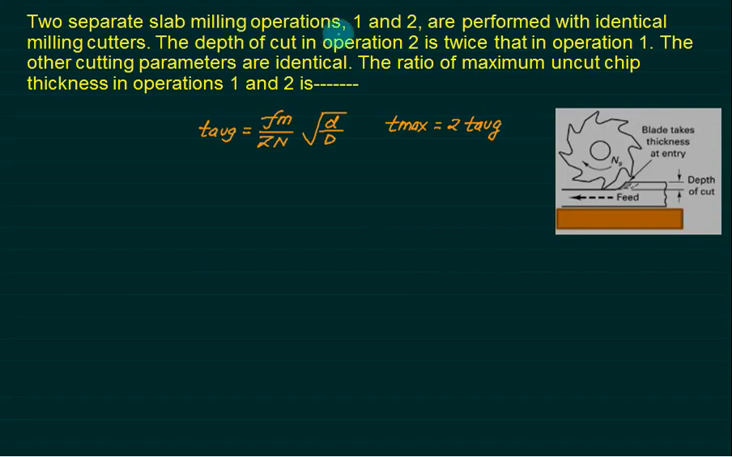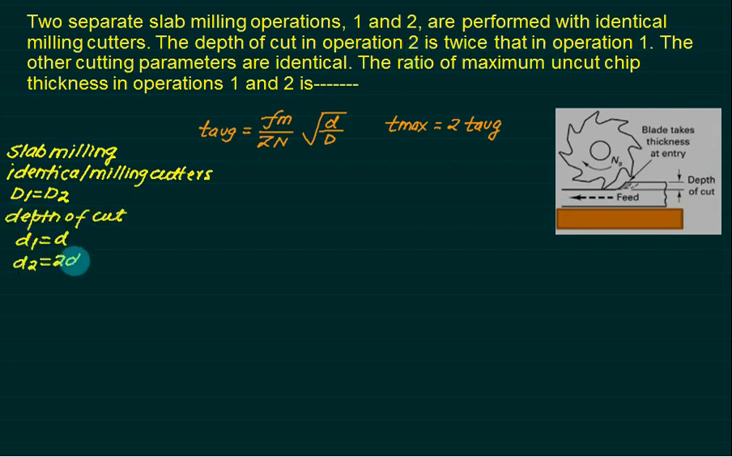Two separate slab milling operations 1 and 2 are performed with identical milling cutter. The depth of cut in operation 2 is twice that in the first operation. Recall your formula of T average, and this is the case of slab milling. Both the cutters are identical, so D1 is equal to D2. The depth of cut for the first operation is d, and for the second cut it is 2 times d. We want to find out the ratio of maximum uncut thickness, that is Tmax, in the first case and second case.